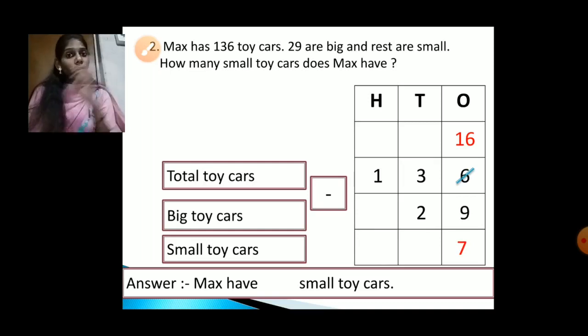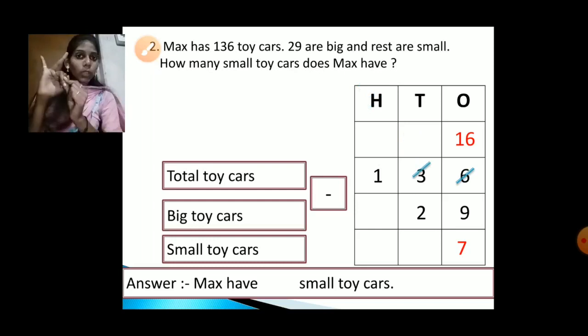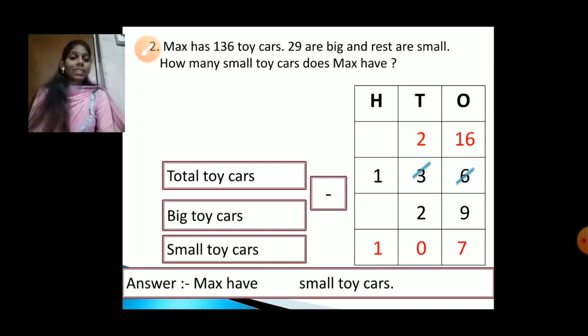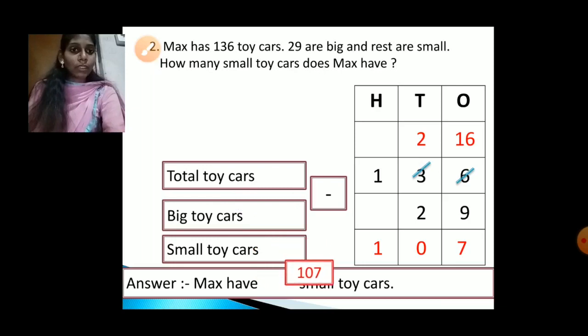Now what we will do next? We already borrow from the tens place. So what we will do? We will cut 3 and instead of 3 what we will write? 2 because we borrow 1 ten. So 3 minus 1 is 2. Now 2 minus 2 is 0. And here 1 will jump down. So now tell me how many small toy cars does Max have? Yes, Max have 107 small toy cars. So we'll complete this 107 small toy cars.